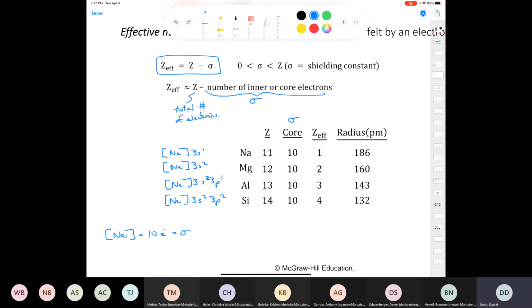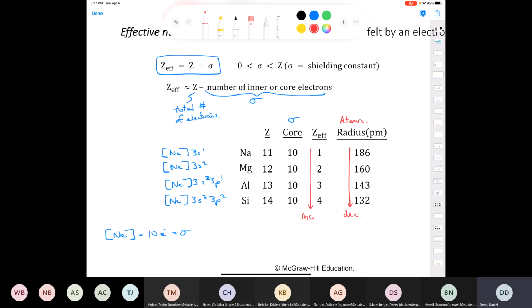Okay, so what happens as effective nuclear charge increases? Again, effective nuclear charge is increasing. What happens to the atomic radius? This is atomic radius. The atomic radius is decreasing. That's kind of interesting. I think it's counterintuitive, at least it was the first time I saw it.